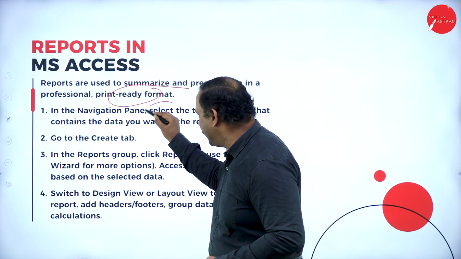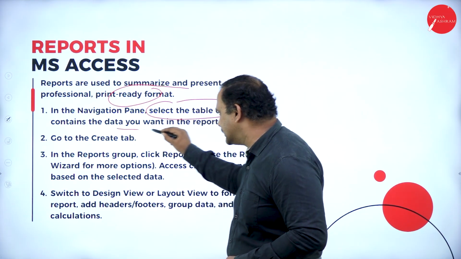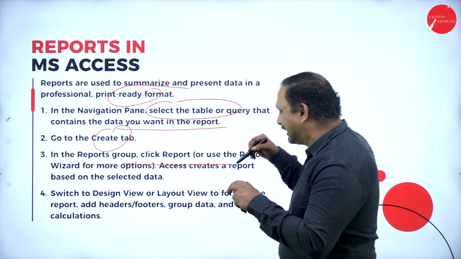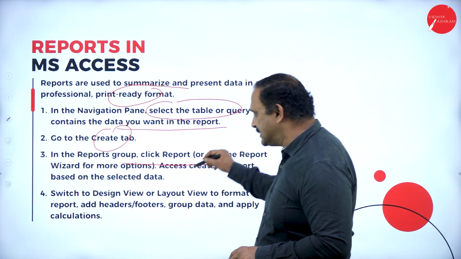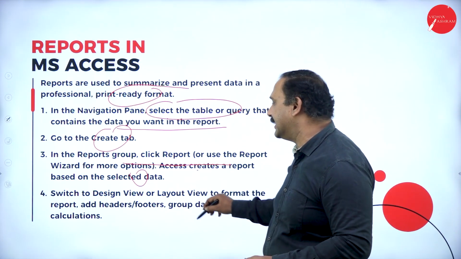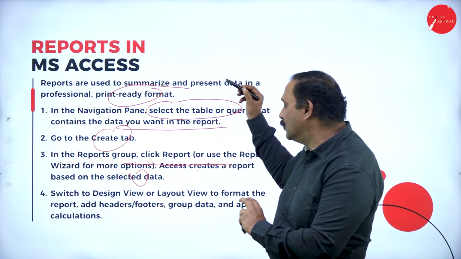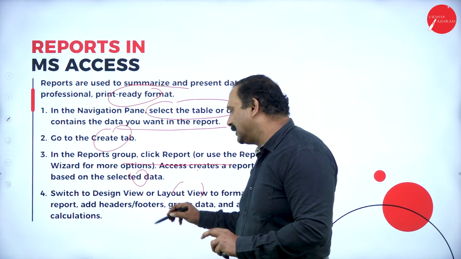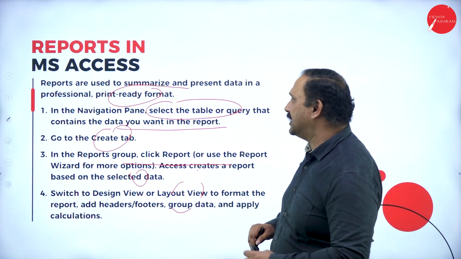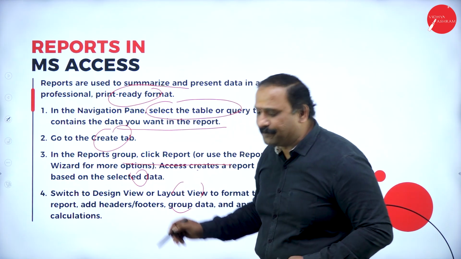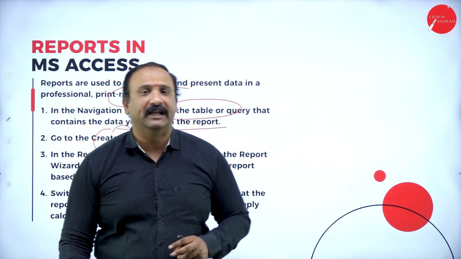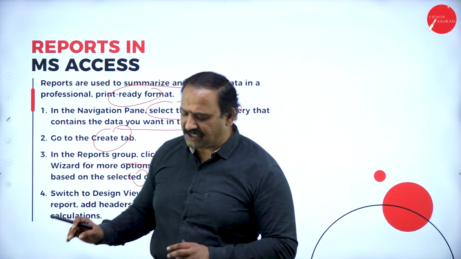In the navigation pane, you select the table or query that contains the data you want to report. Go again to the Create tab, the Reports group, and click on Report. Now the report will be created, with more options through the wizard. Access applies the report to the selected data. Switch to either the design view or the layout view to format and understand the headers, footers and group data, and you start applying the calculations. In this entire reporting format, you will see how the wizard starts working.